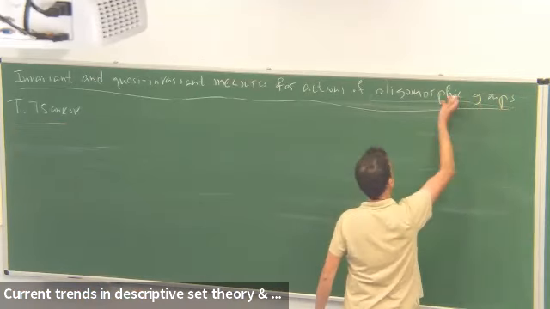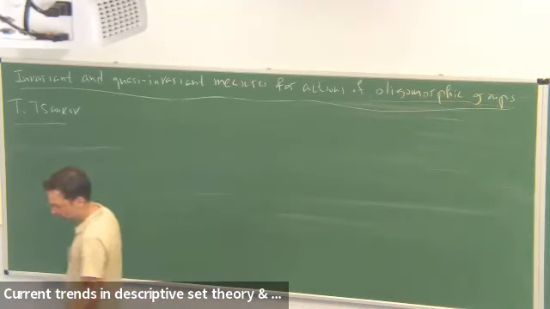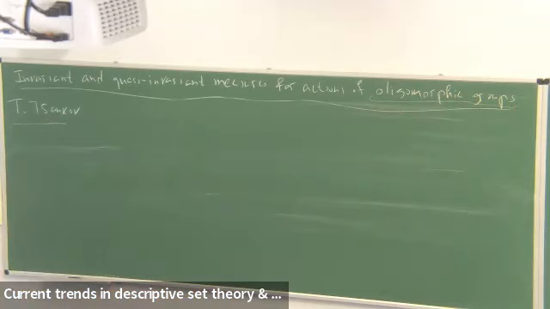These oligomorphic groups are types of permutation groups. I'll define everything and maybe develop some of the theory. There are some connections with model theory and other things. And don't hesitate to interrupt and ask questions.